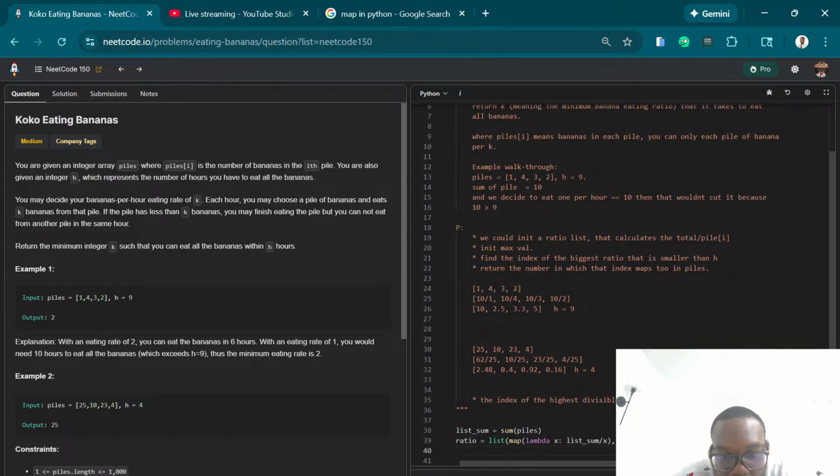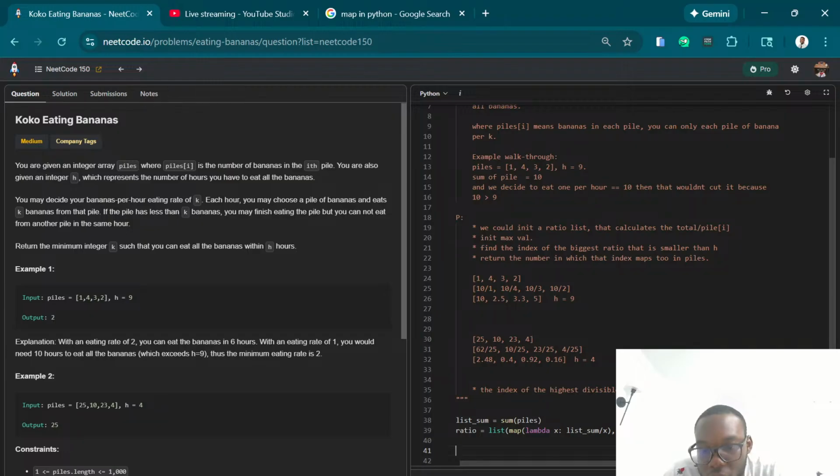Okay, and after that, we have that ratio now. Then technically we just need to loop through that list. We need to loop through ratio and find the biggest one that is smaller than h. So I'll do this manually.